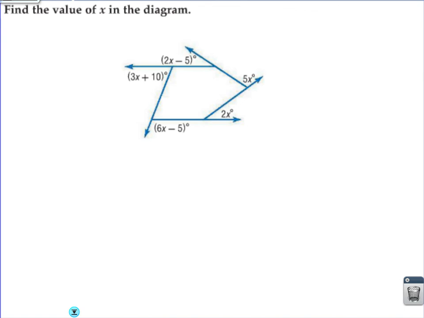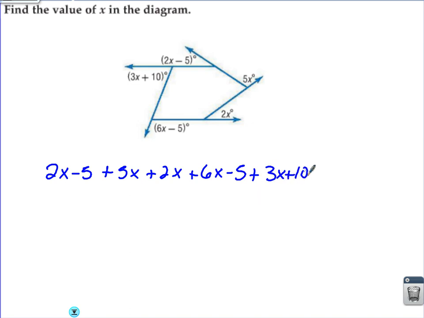Now let's work a problem. We know that we have a pentagon here, and they drew an exterior angle at each corner. So my equation, 2x minus 5 plus 5x plus 2x plus 6x minus 5 plus 3x plus 10 will have to equal 360 degrees. The exterior angles of any shape will always add up to 360 degrees. So here we go. 2, 5, 2, 6, 3. How many total x's is that? 18. That's what I got too.